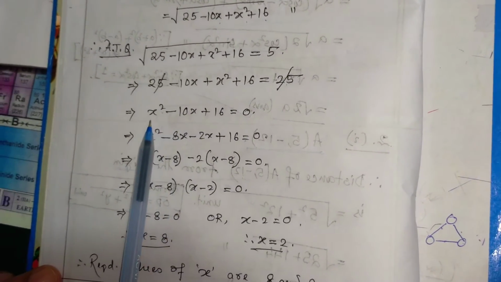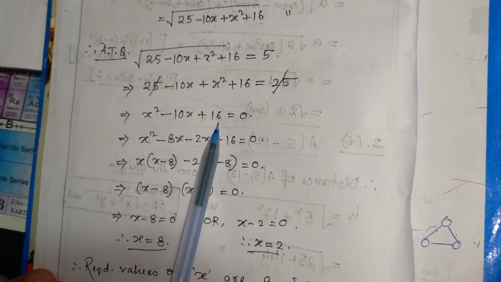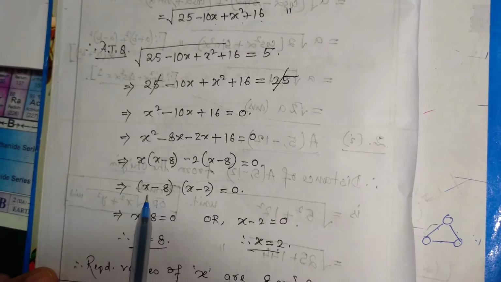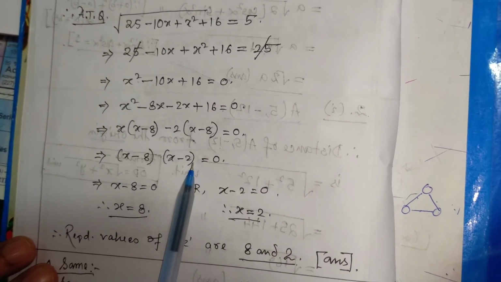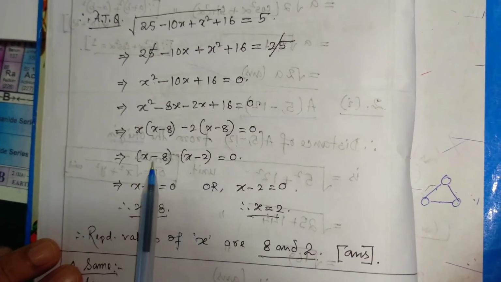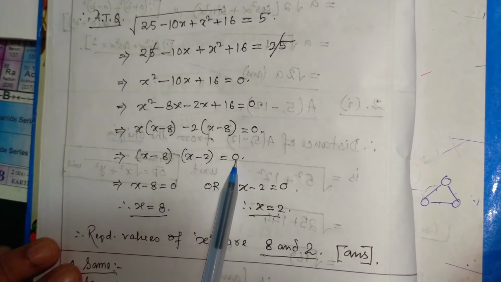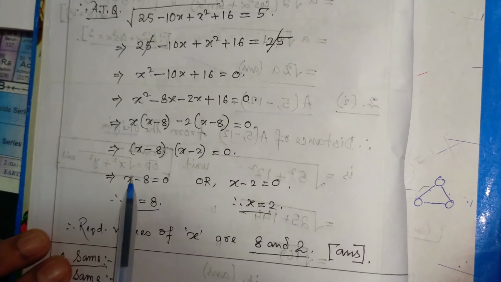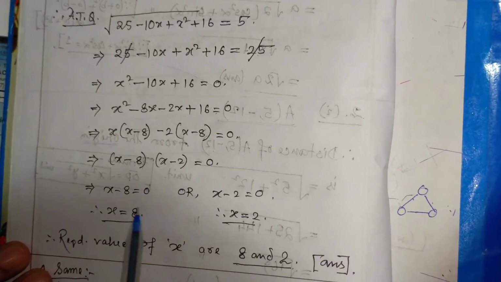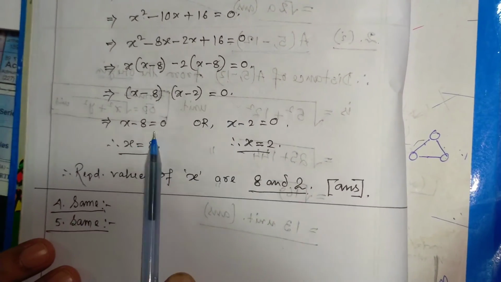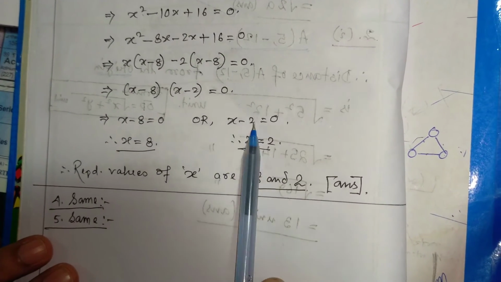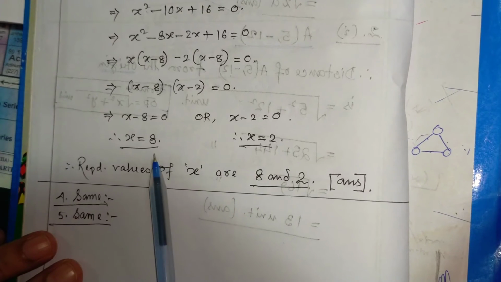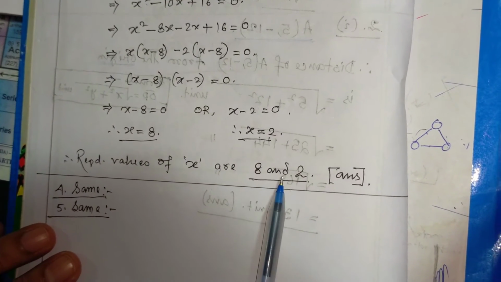Now you go to the middle term factorization. Most probably you know it, so I do not discuss. After middle term factorization, it came as (x minus 8) into (x minus 2). You know that if the product of two expressions be 0, then any one of them must be 0. So either this one is 0 or this one is 0. If x minus 8 is 0, then x equal to 8. And if x minus 2 is 0, then x equal to 2. So we have got two values of x and those are 8 and 2.